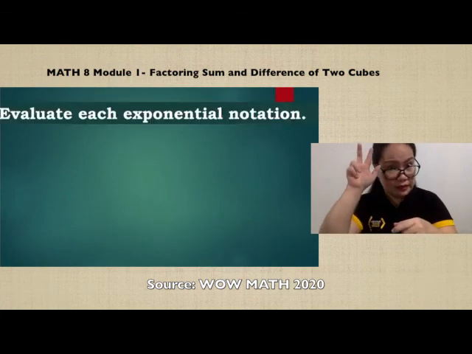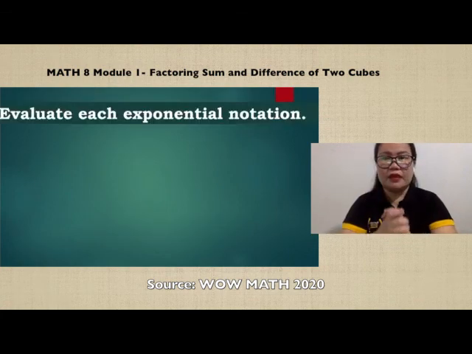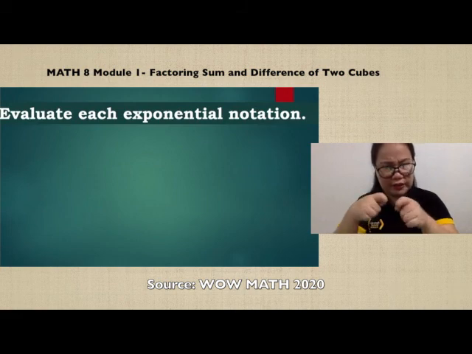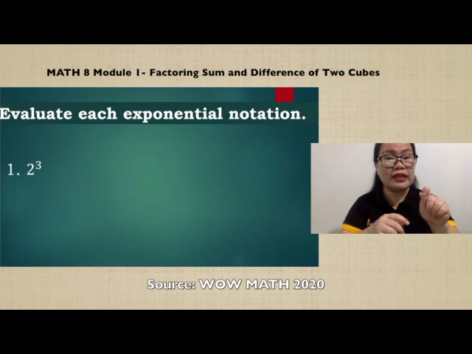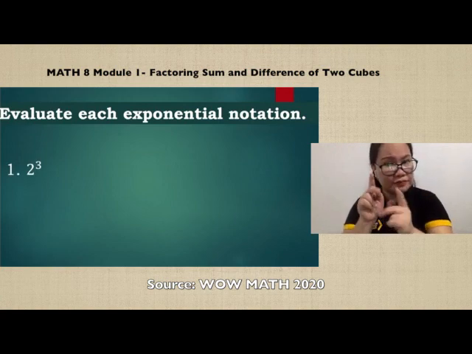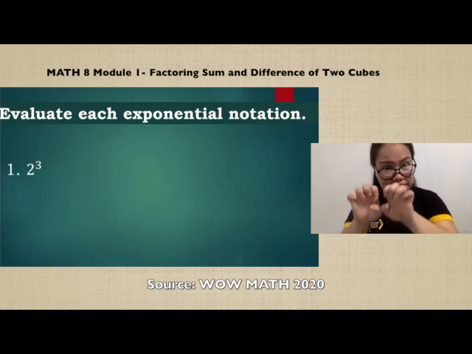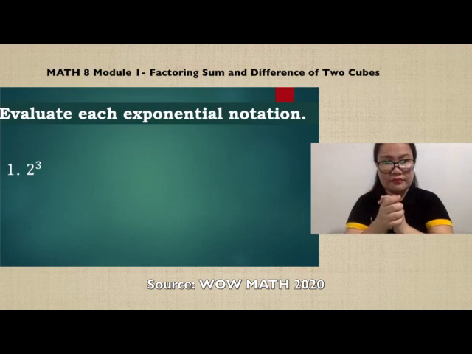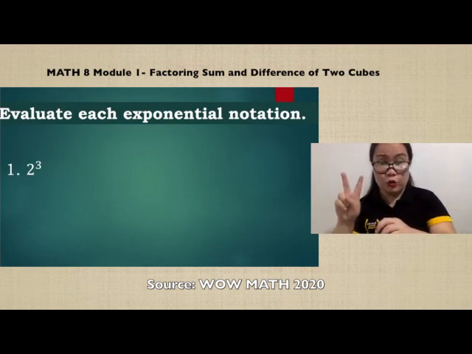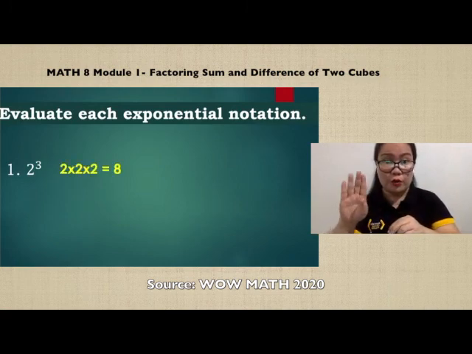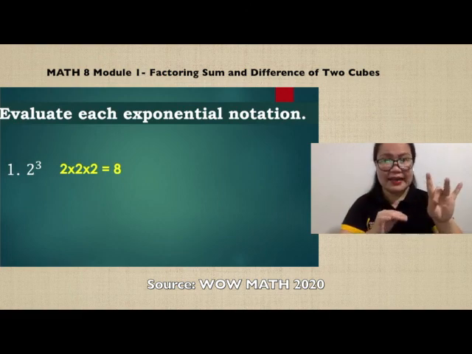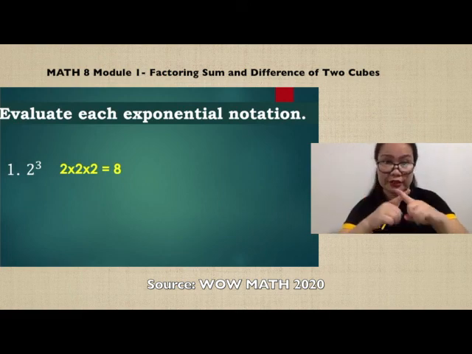Next, let us try to evaluate each exponential notation. So, meron ditong mga perfect cube. So, ano ang sagot if we're going to evaluate the following exponential notation? So, let's have the first one. 2 raised to 3 or 2 cube. So, yan ay magiging 2 times 2, that is 4, times 2, that is 8. So, 2 cube is equal to 8.